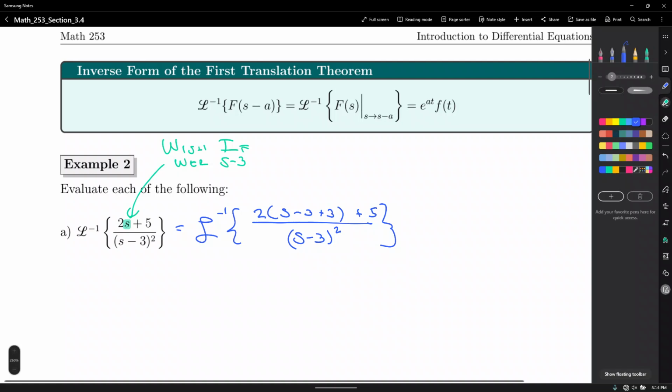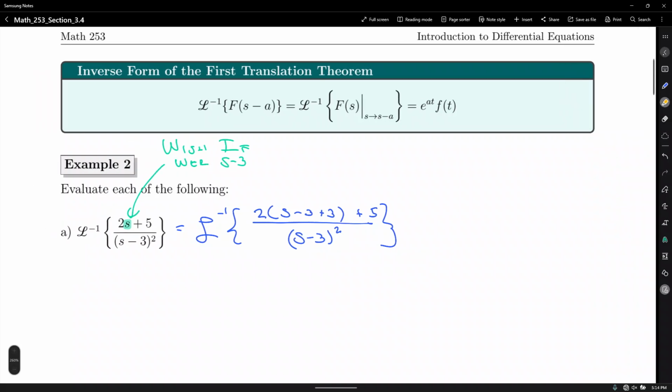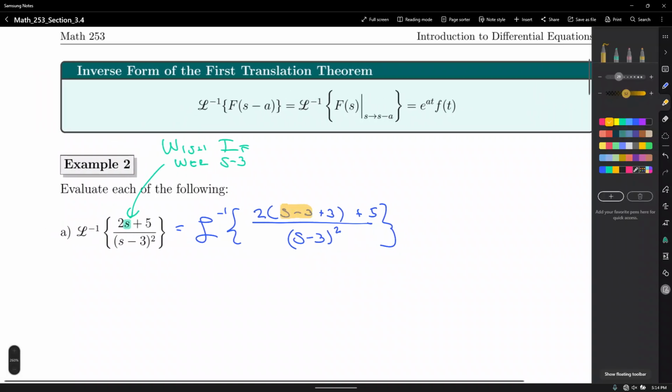Now here let me do some highlighting, very important, very key here. I'm going to highlight the translation we desire, s minus 3, and I'm going to use a different color to highlight the other constant term. Why am I doing this? Because I'm going to distribute this 2 over here. Yes, technically there are three terms, I agree, but by highlighting this, that makes it two terms essentially. So 2 times s minus 3 and 2 times 3.